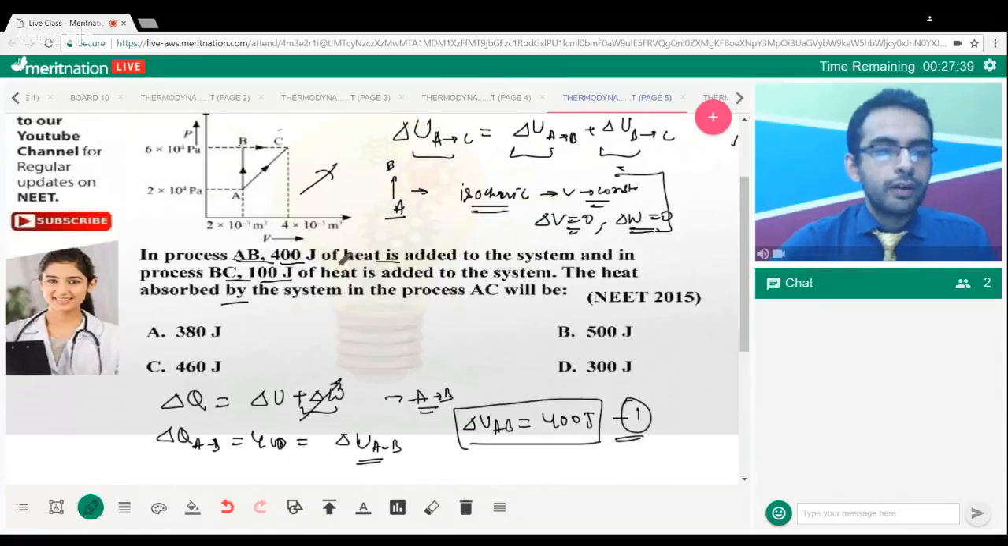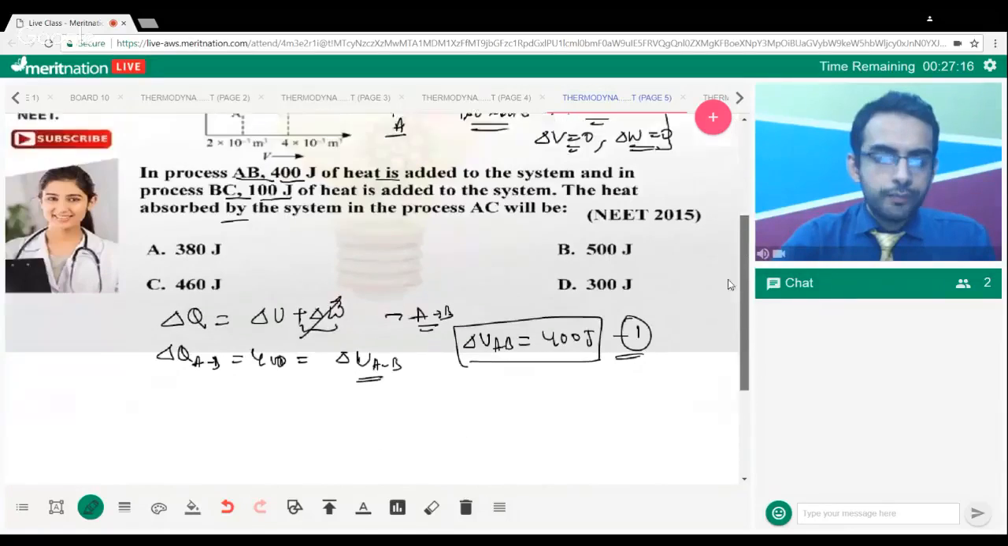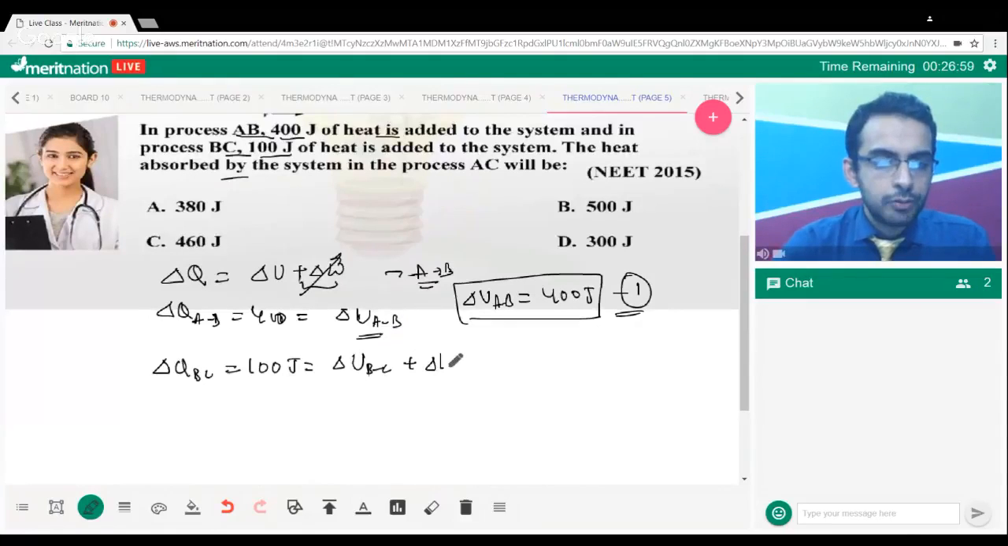Now talking about BC, what type of process is BC? What is constant in BC? It is an isobaric process. In this process, pressure is constant. Delta Q BC is given as 100 joules, and that is equal to delta U B to C plus delta W B to C.